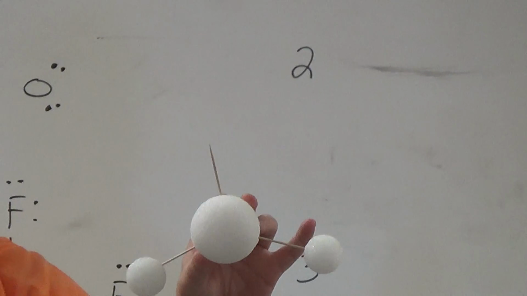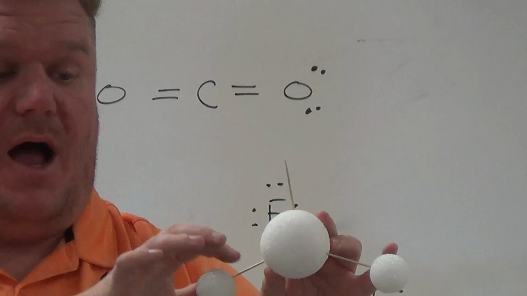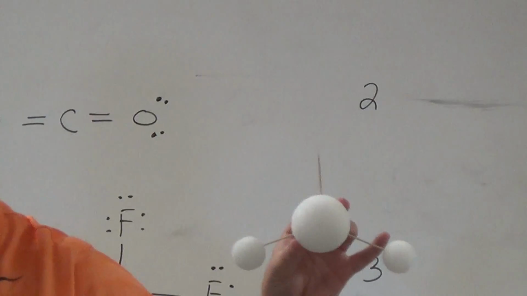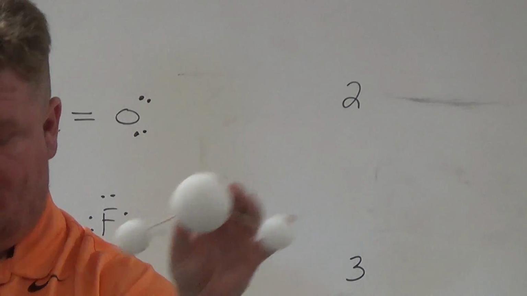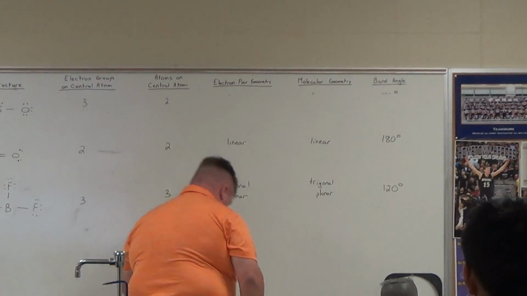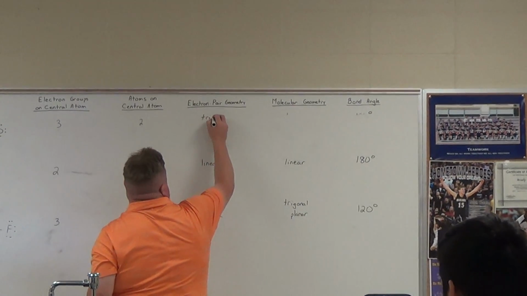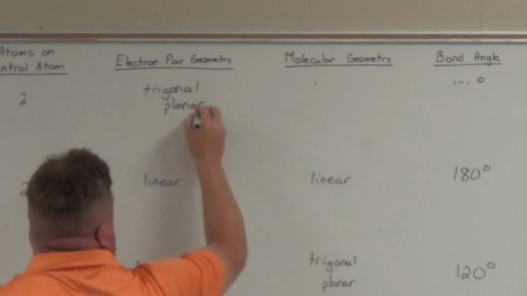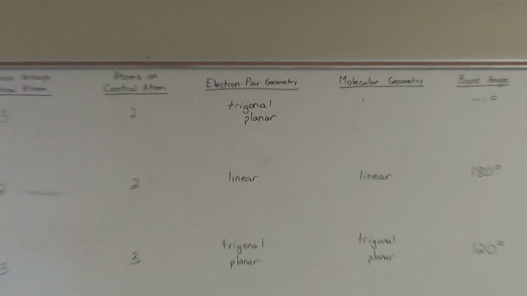The electron pair geometry considers all electrons, whether they're bonding or lone pairs. So this basic geometry is still the same, isn't it? What did we call this again? This is trigonal planar. So the electron pair geometry is trigonal planar. Electron pair geometry is trigonal planar.